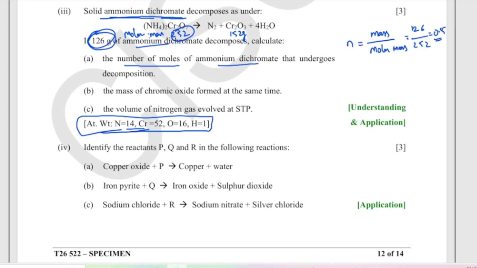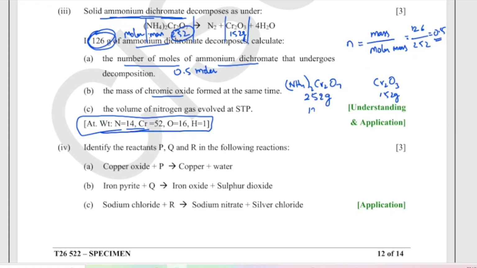So 0.5 moles of ammonium dichromate you are using here. Then the mass of chromic oxide. From this equation, if you compare these two, ammonium dichromate, (NH4)2Cr2O7, and chromic oxide or chromium oxide, when you take ammonium dichromate 252 grams, it is giving 152 grams of chromium oxide.